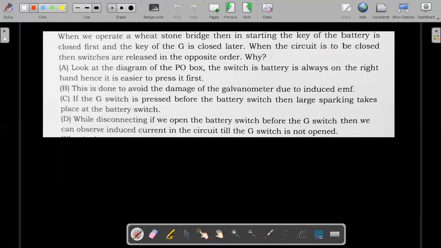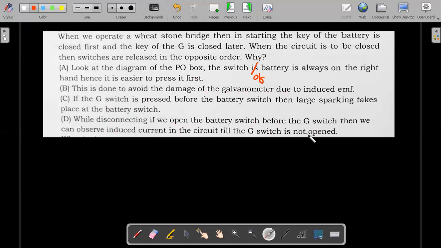Option A: the switch off battery is always on the right hand, hence it is easier to press first. So he's saying that key 2 is on the right side, so it's easier to press because most people are right-handed. Option B: this is done to avoid damage to the galvanometer due to induced EMF. Option C: if the galvanometer switch is pressed before the battery switch, then large sparking takes place at the battery switch. Option D: while disconnecting, if we open the battery switch before the galvanometer switch, then we can observe induced current in the circuit till the galvanometer switch is opened.